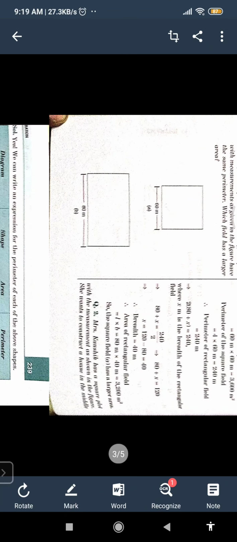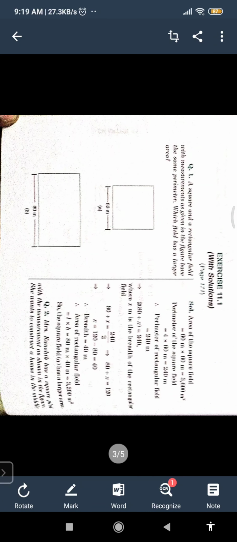Hello. Today we will continue exercise 11.1, question 2. Mrs. Kausik has a square plot with the measurements as shown in the figure. She wants to construct a house in the middle.